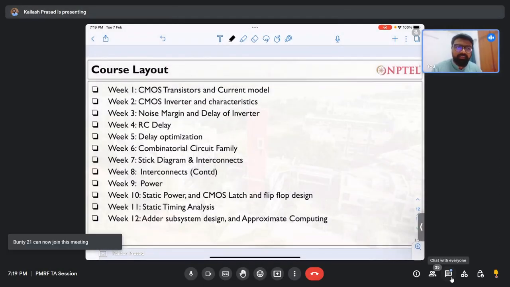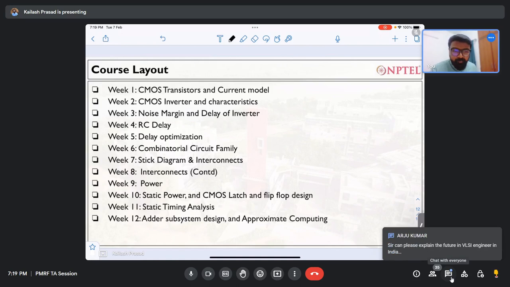We meet this Thursday. Please make sure that you have covered the contents from that particular week, because this session is majorly focused on solving questions rather than teaching the course. The teaching is being done by Professor Madhav Rao.